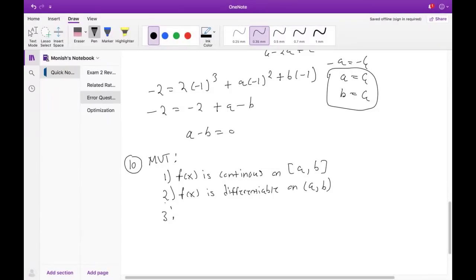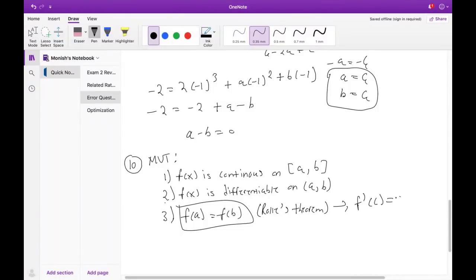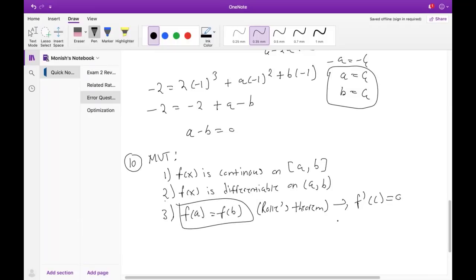Okay, well, if we're going to include this third condition, it's only if you're applying Rolle's theorem, but f of a equals f of b, but I'll put in Rolle's, which is just a specific application of MVT. That's just for Rolle's theorem, and it would tell you that if f of a equals f of b, then f prime of c equals 0 somewhere on that interval.